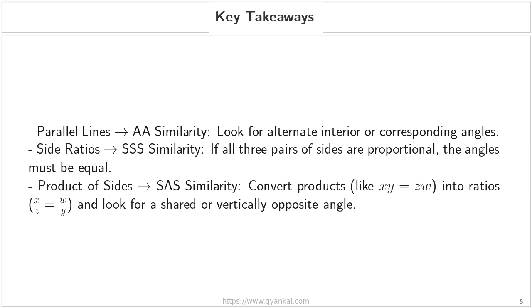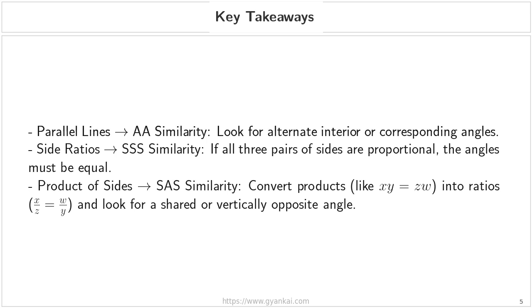Finally, if you encounter a problem involving the product of sides, for example, where x times y equals z times w, you should aim for SAS similarity. Your first step is to algebraically convert that product into a ratio, such as x over z equals w over y. Once you have that ratio, look for an included angle, such as a shared angle or a pair of vertically opposite angles, to complete the SAS criterion.